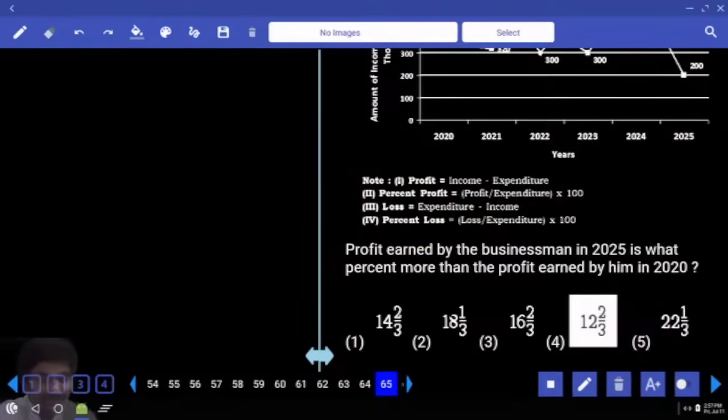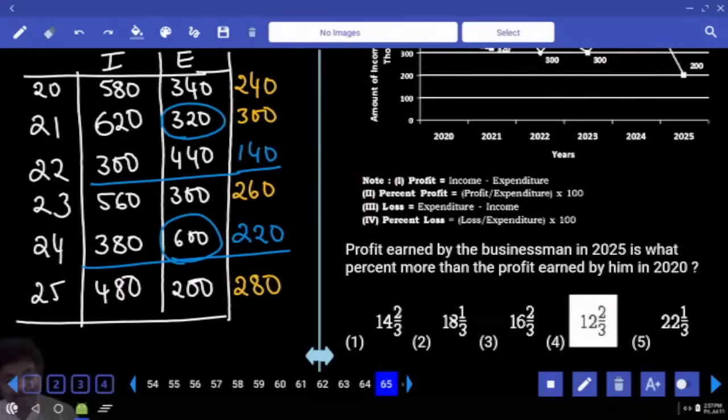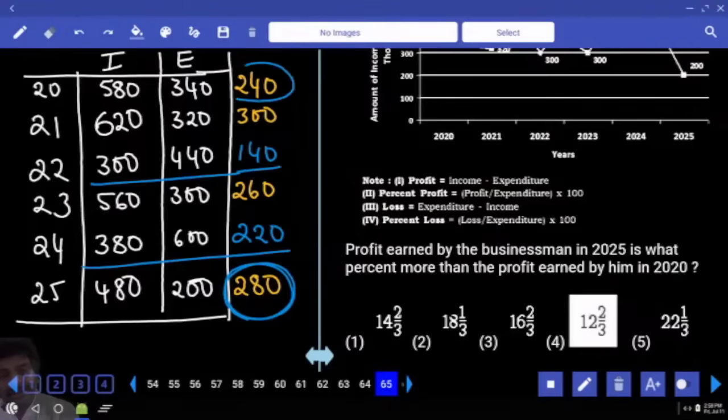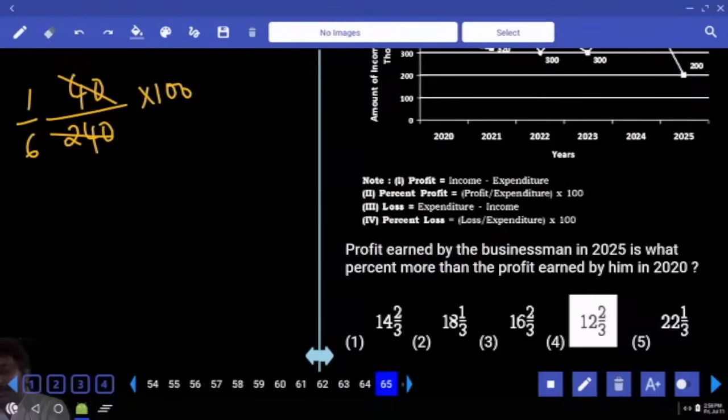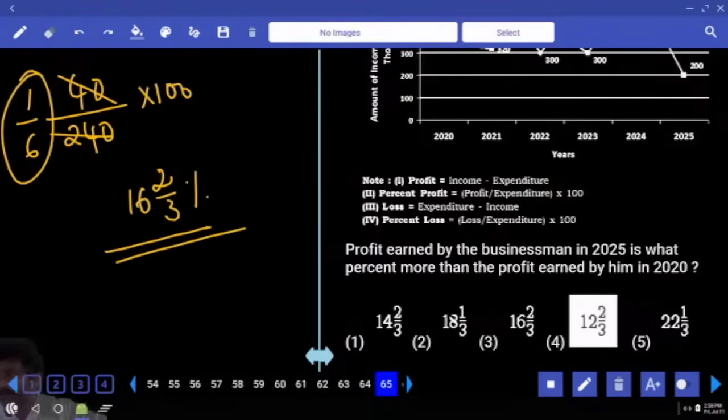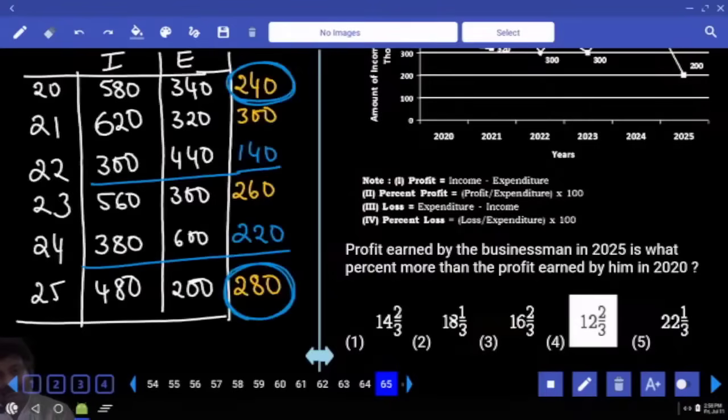Profit earned by the businessman in 2025 is what percent more than profit earned by him in 2020? Profit in 2025 is 280. What percentage more than 2020, which is 240? Using 240, 280 is 40 more, from 240, percentage into 100. 40, 6 times. What do you mean by 1 by 6? 16 2 by 3 percentage. Clear? Right. Okay.